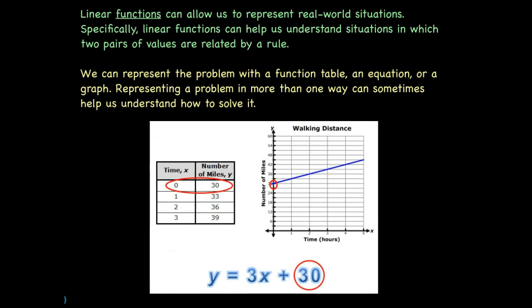Let's look first at some linear functions. They can allow us to represent real-world situations, and they can help us understand situations in which two values are related by some rule, like we talked about in the objectives. We can represent this problem with a function table, an equation, or a graph. Representing a problem in more than one way can sometimes help us understand how to solve it, as we saw in the previous problem.